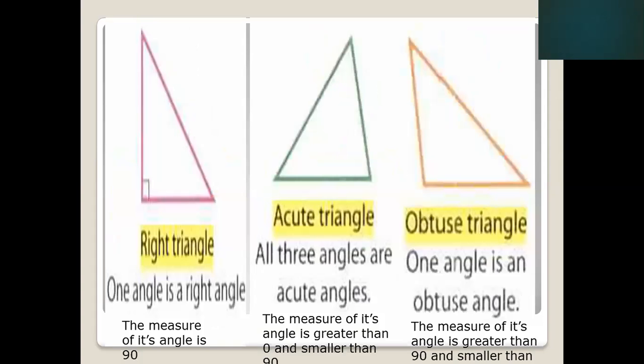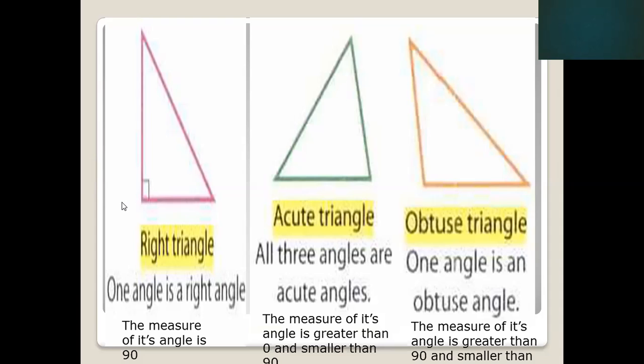Number two, classify triangles according to their angles. So I have to look at the angles now. Look here, I have this angle, it's called right because it has the shape of a square. So this triangle is called a right triangle, and as all of you know, the measure of a right angle is 90 degrees.